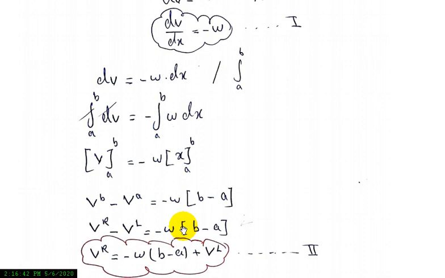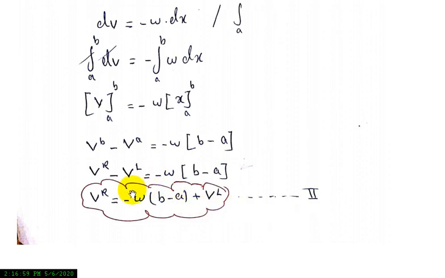This side is the same. We change the position of V left to the other side, and the sign changes to positive. V right equals minus w multiplied by its length (b minus a) plus V left. This is the second equation, and it is very important for the calculation of shear force. Its usage will be studied in the example we have in this tutorial.